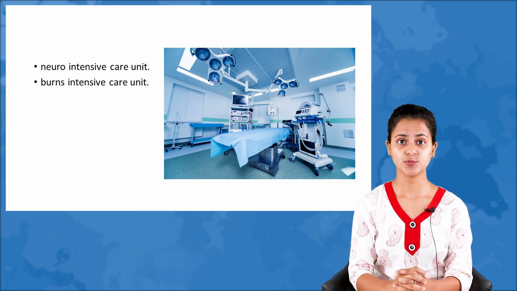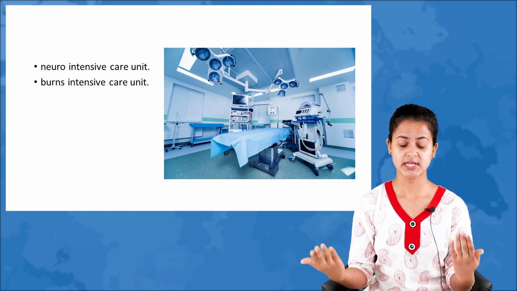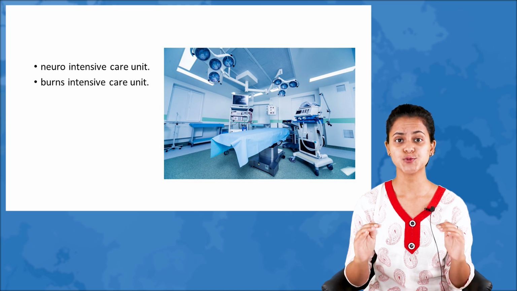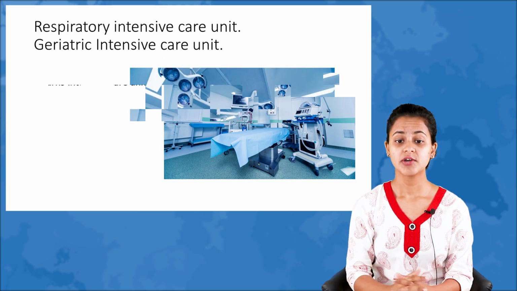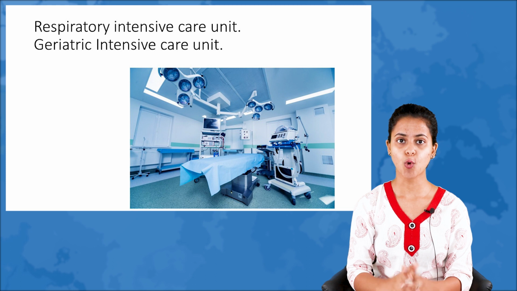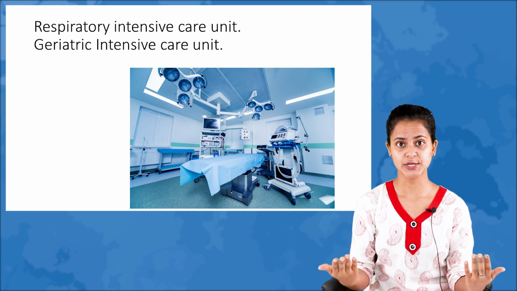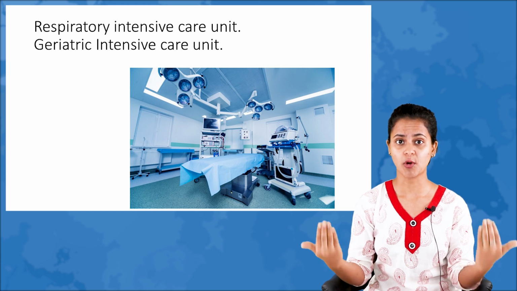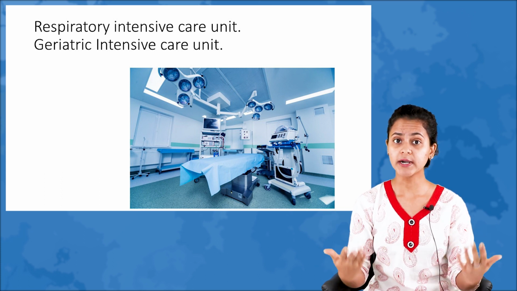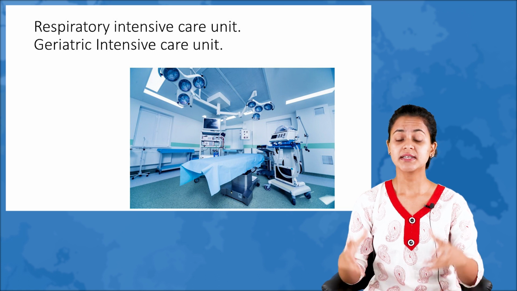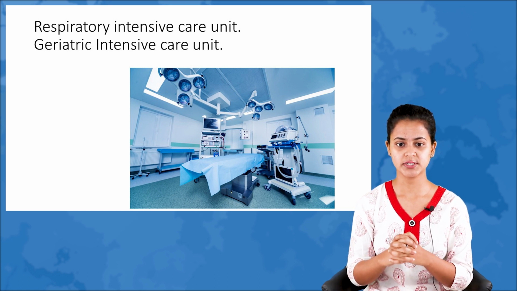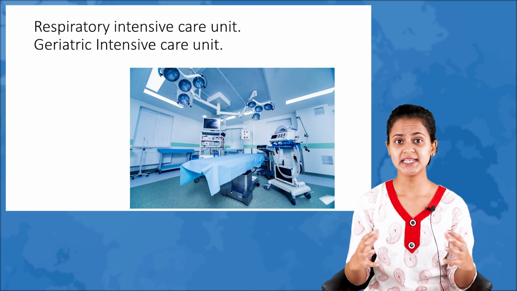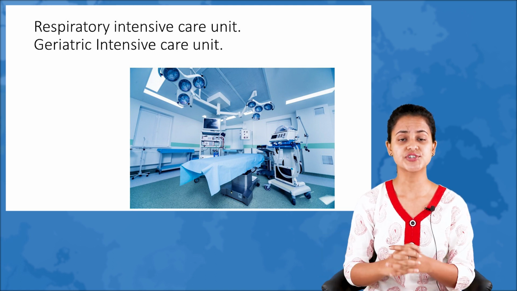Burn intensive care unit is a type of specialized intensive care unit which almost always deals with clients who have severe burns. Respiratory intensive care unit almost always deals with clients who have respiratory disorders and severely progressed respiratory conditions, or maybe respiratory failure. The next type is the geriatric intensive care unit, which often deals with clients who are in the geriatric group.